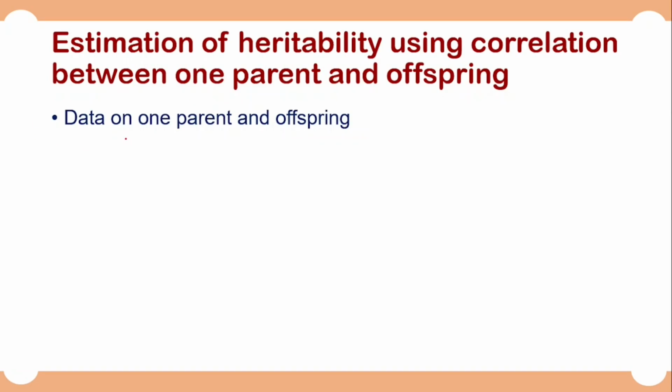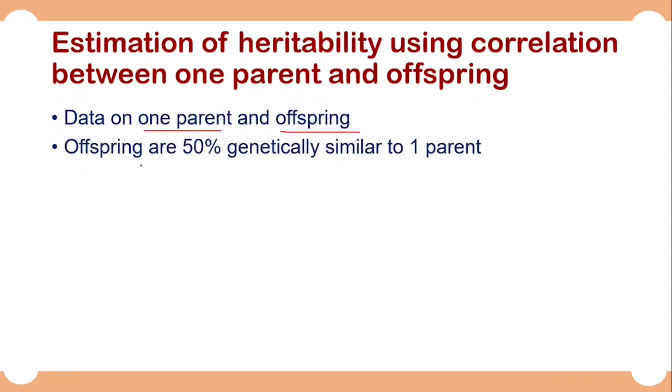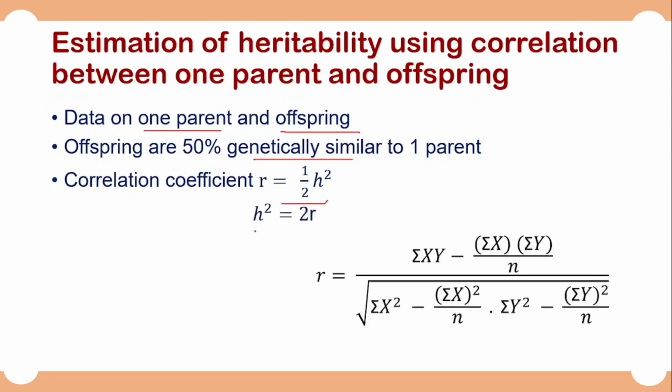To actually estimate heritability using this method, we need data on the phenotypes of a trait on one parent and offspring. In this case offspring and parent are 50% genetically similar. It means that the correlation coefficient would be equal to half the heritability, and it also means that heritability would be twice the correlation coefficient if we use the correlation between one parent and offspring method to estimate heritability.